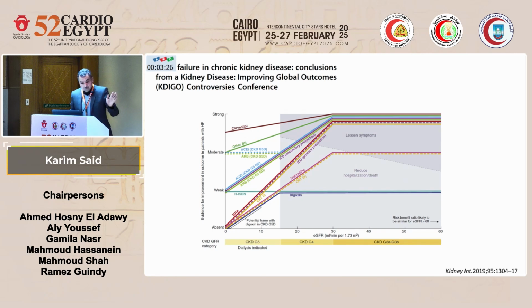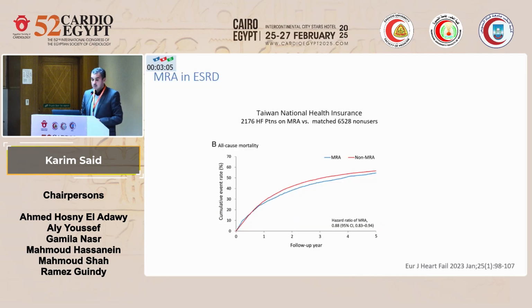And these KDIGO recommendations, as you can see, give a strong recommendation for carvedilol in dialysis patients with heart failure, weak recommendations for ACE inhibitors and ARBs in patients with heart failure, and of course, MRA and digoxin are contraindicated in those types of patients, despite the presence of one single trial or observational data that showed improved survival in heart failure patients on dialysis receiving MRA.